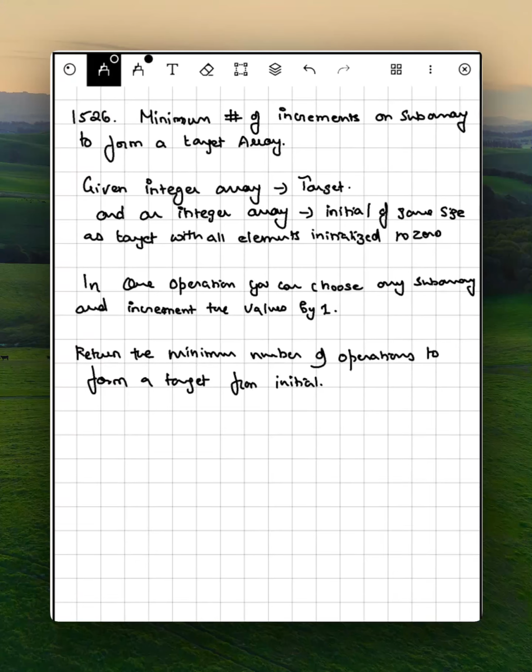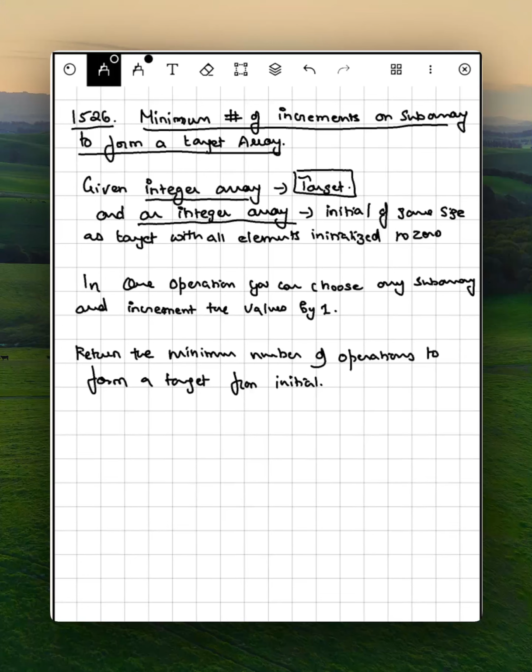Hello everyone, today we're looking at Leetcode problem number 1526, minimum number of increments on subarray to form a target array. So in this problem, we are given an integer array which is called target and an integer array which is called initial. Initial is not given to us because it's just an array of the same size as target but has only zeros.